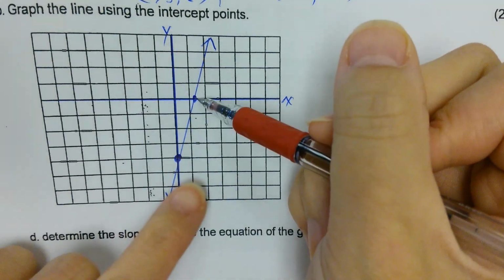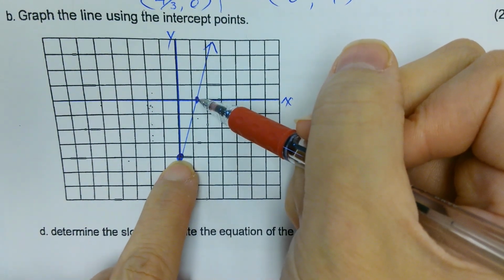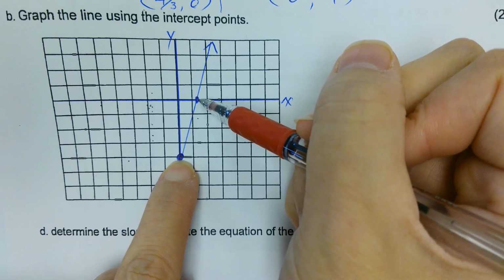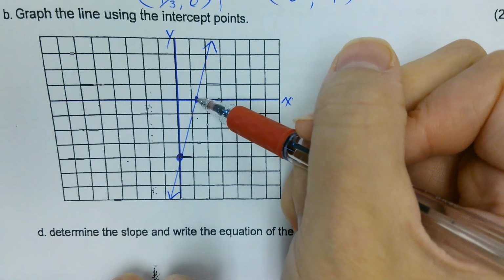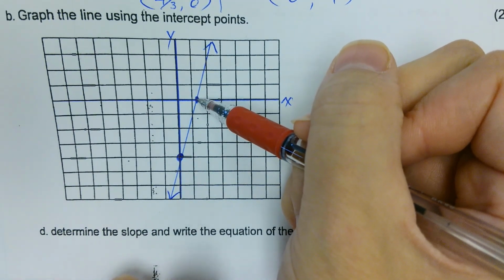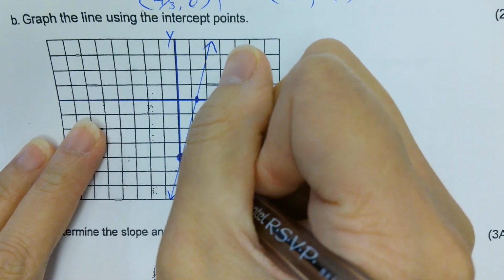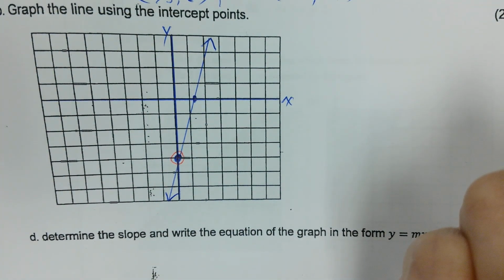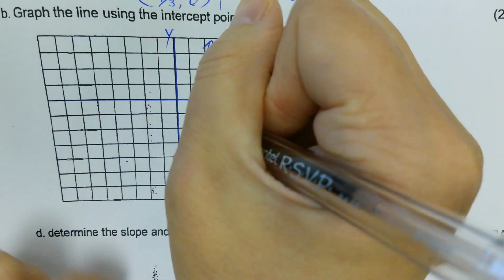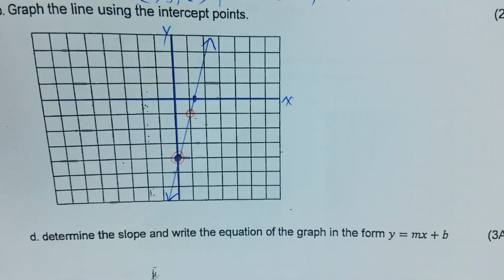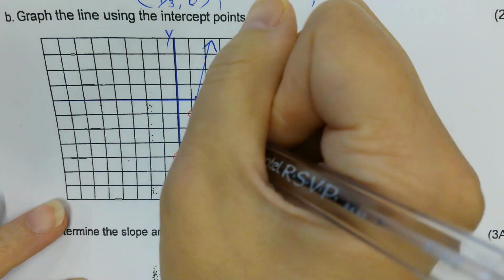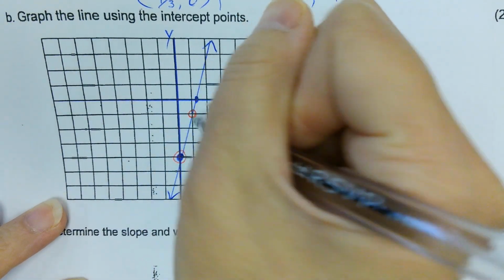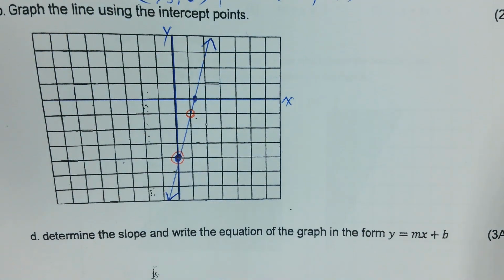So should I still use these 2 points to do my rise over run? I don't think this is a nice point to use. Right, 1.3. This point is a nice point to use. What's another nice point on this line? 1, -1. So why not use this point? Make your life easier. Use these 2 points instead to find your slope.